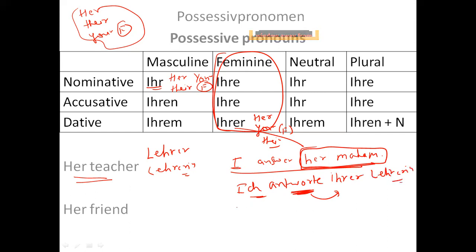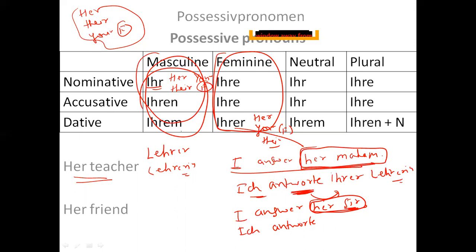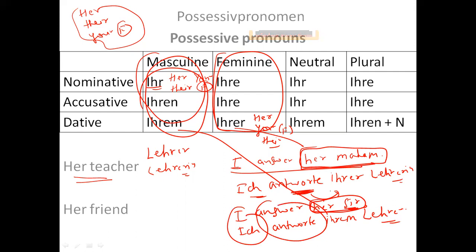But if the question says I answer her sir or her teacher, like here I'm talking about male teacher. So ich antworte and then her teacher, right? Her teacher. The answer has to be from masculine, right? And it should be ihrem because it is dative. Ihrem Lehrer. Now if I analyze this sentence, this is subject, this is verb, and this is an indirect object, right?